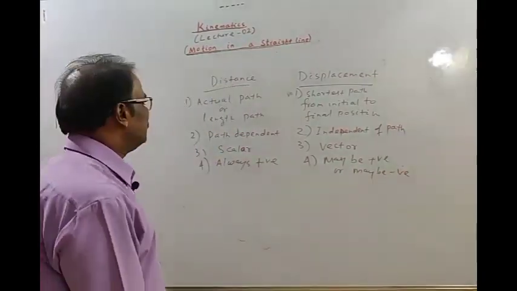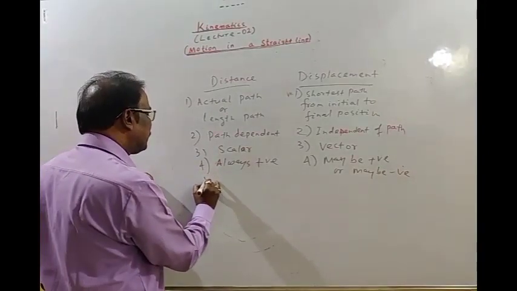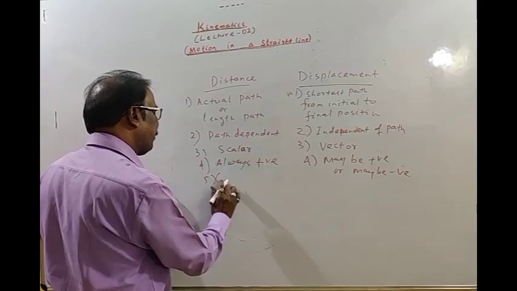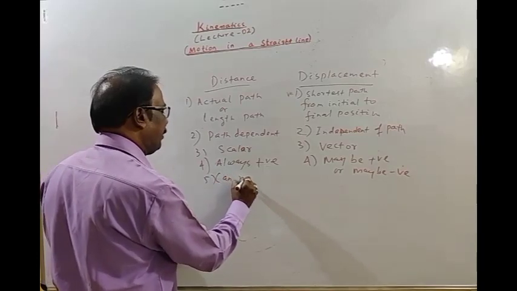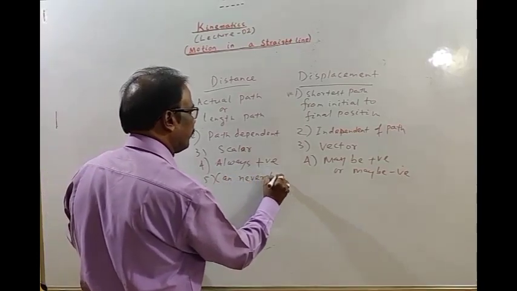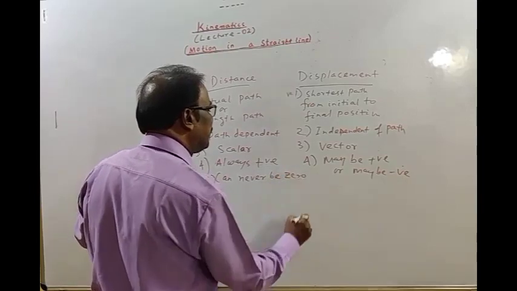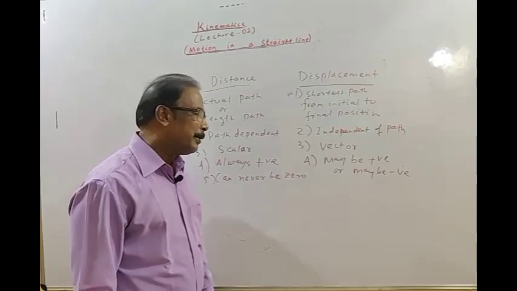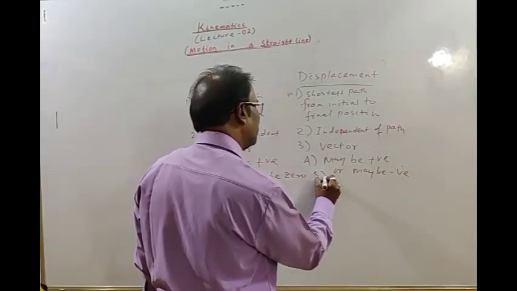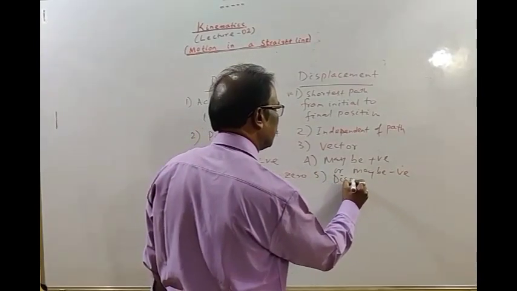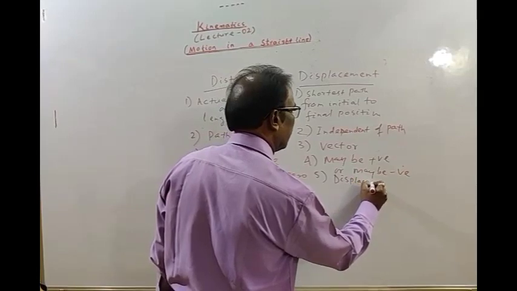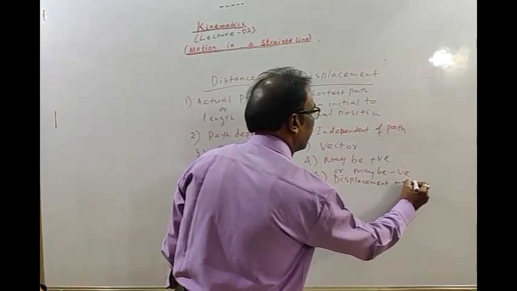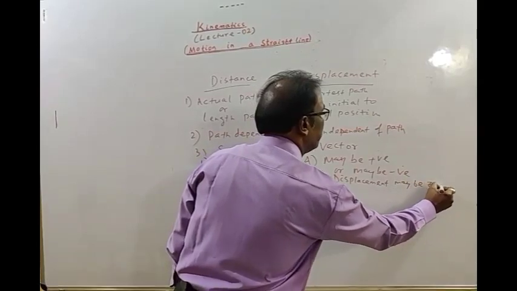Okay. So for distance, number 5, distance can never be 0. Distance can never be 0. Distance always increases for a moving body. Displacement may be 0. Displacement may be 0.